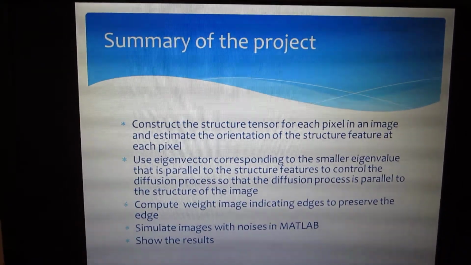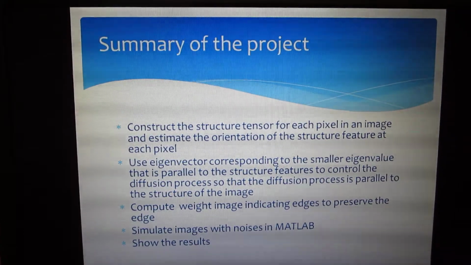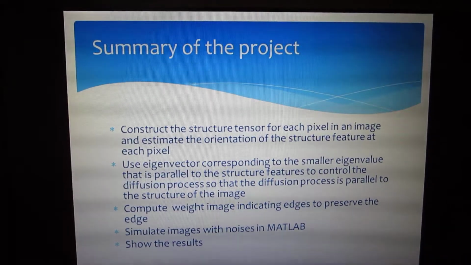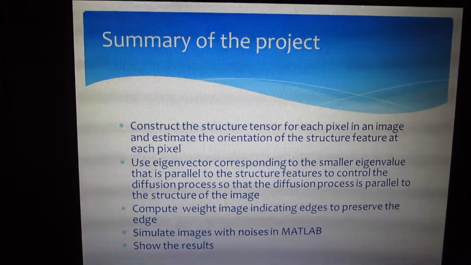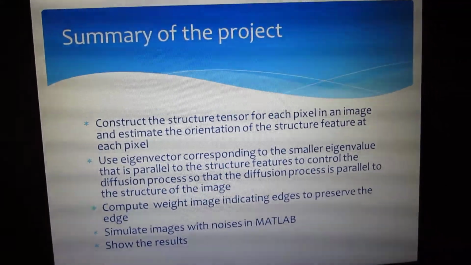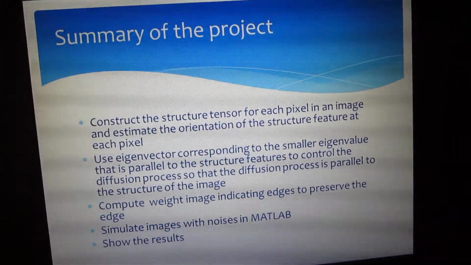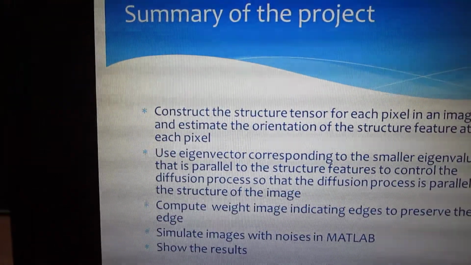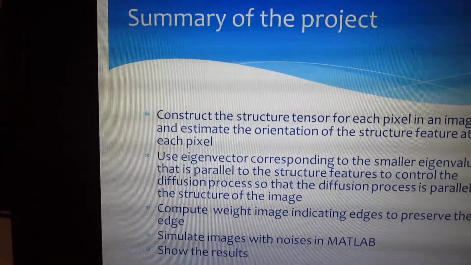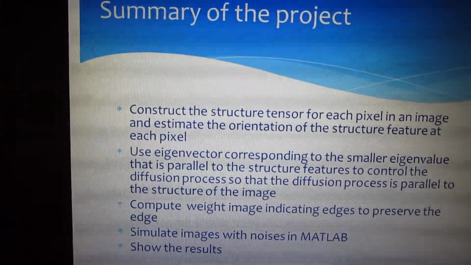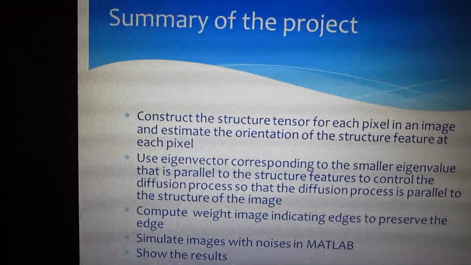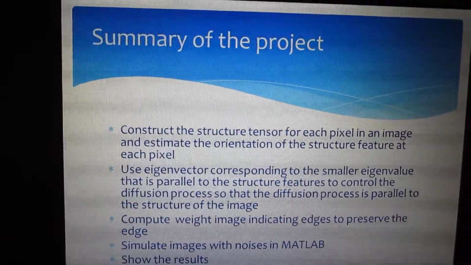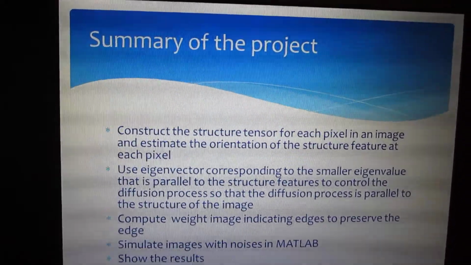We will use the eigenvector corresponding to the smaller eigenvalue to control the diffusion process so that the diffusion is parallel to the structure of the image, so that we can preserve and enhance the structure in the image. This technique has been widely used in fingerprint and seismic image processing. However, this cannot preserve edges, so I compute the weight image indicating edges to preserve the edge information in the picture.